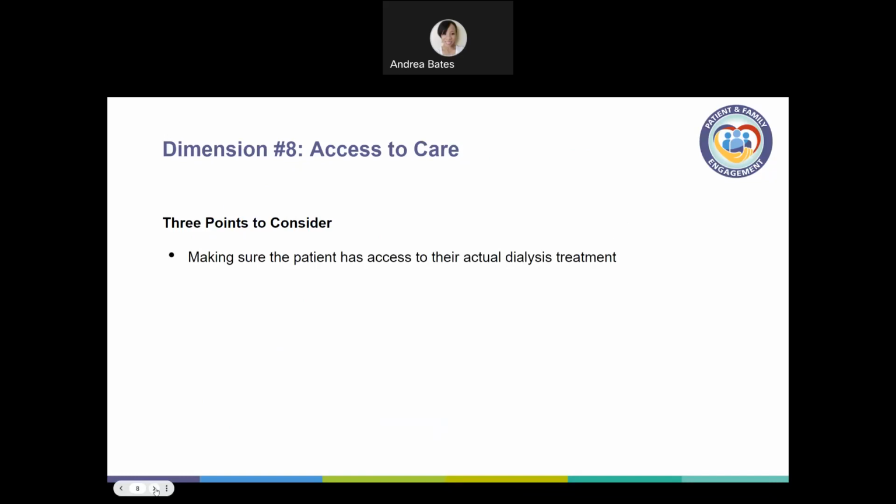Transportation, as we know, is a big thing. And if a patient is removed or discharged from dialysis or hospitalized for an extended period of time, are they going to have access to their actual treatment following all of that?